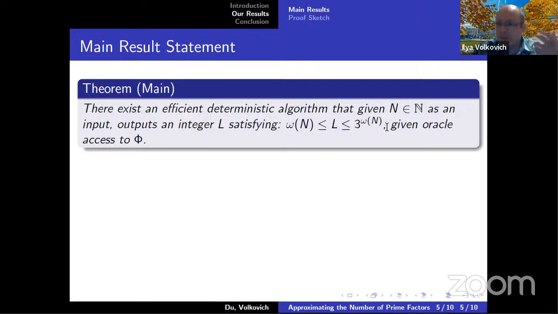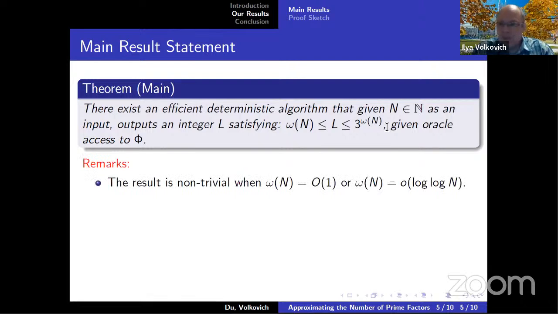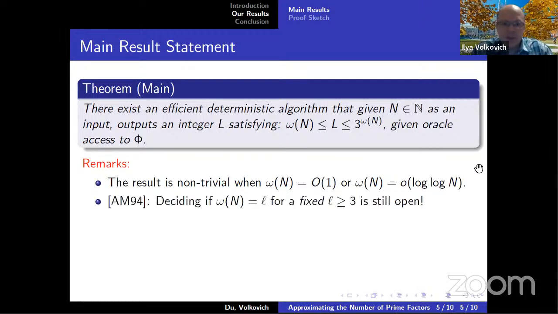And again, that's an approximation result, which in my opinion is still far from satisfactory, but unfortunately that's the best thing that we know, given what we have. Let me just mention that it's still non-trivial when the number of factors is constant or even little o of log n, because of the trivial log n bound.